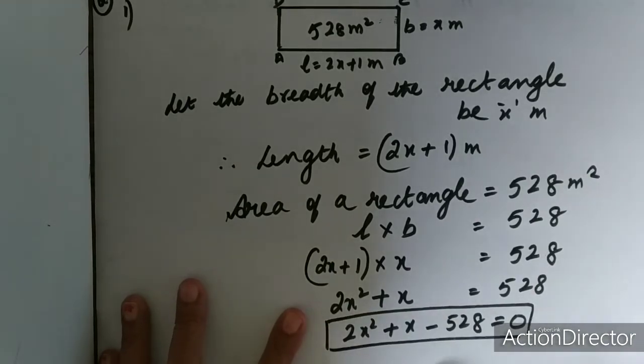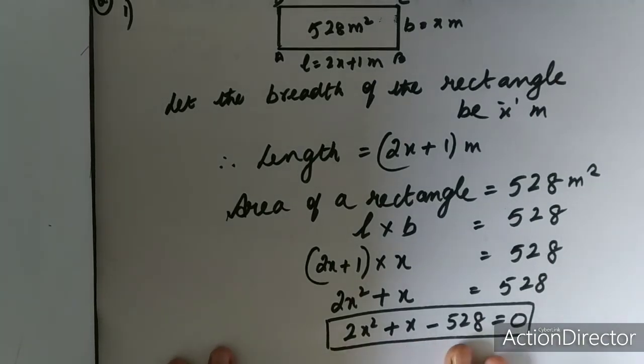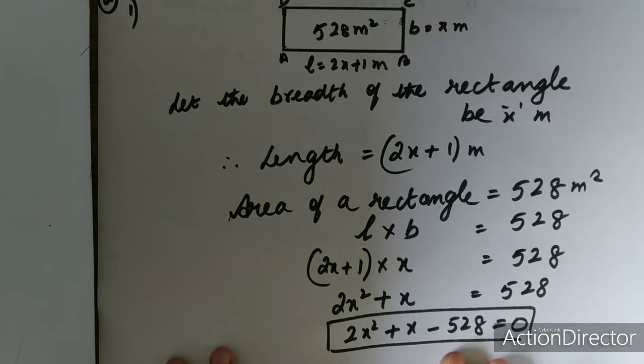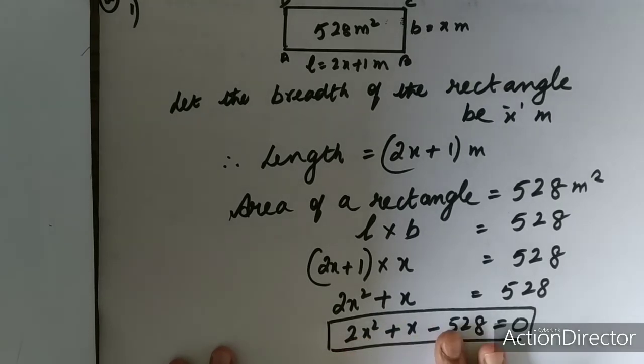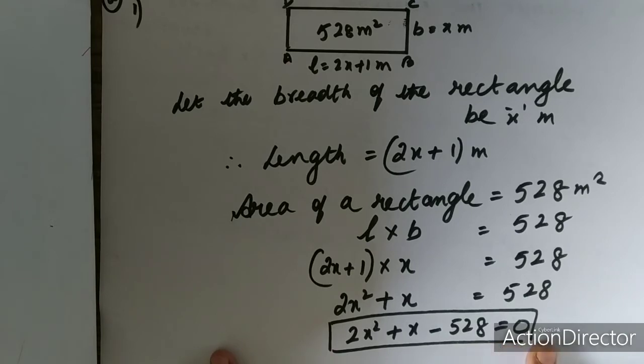If we are asked to find the length and the breadth, then we have to solve this quadratic equation. If we are asked to write only the situation, we have to leave the answer over here. Here they are asked to frame the equation. That is, for this situation, you have to form the quadratic equation. So the equation is 2x square plus x minus 528 is equal to 0.